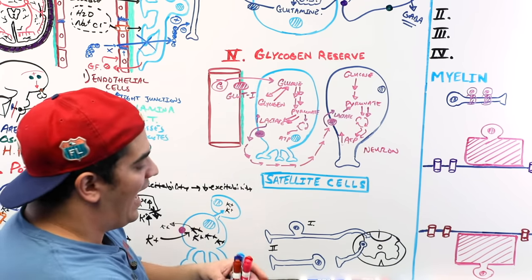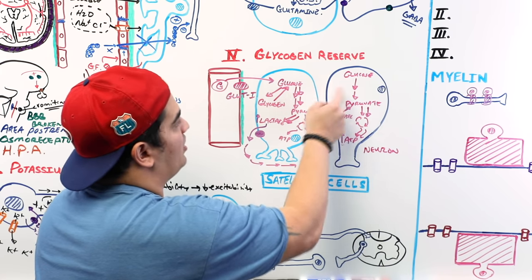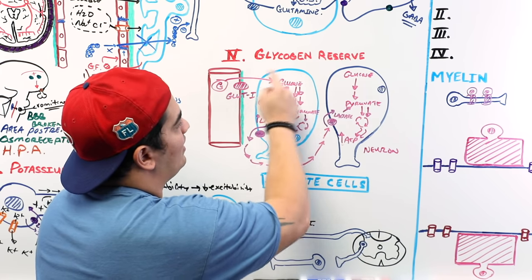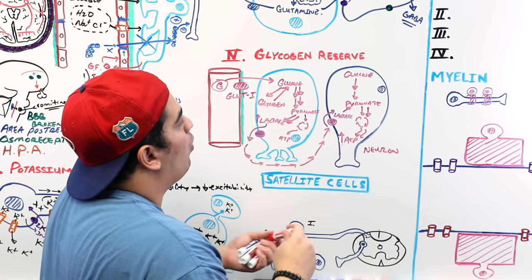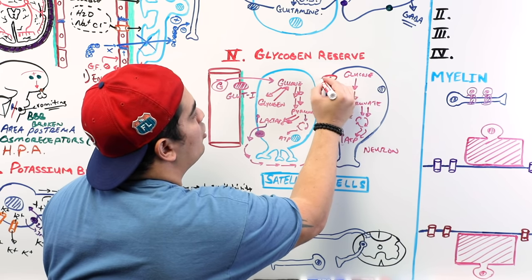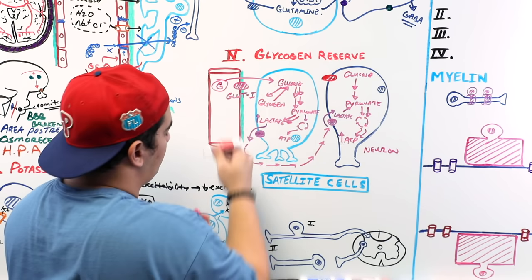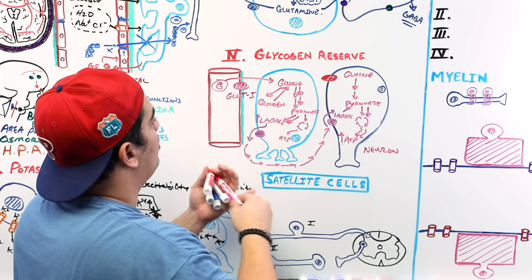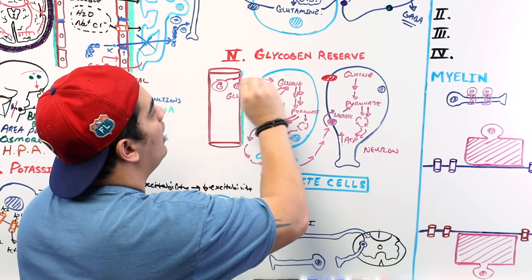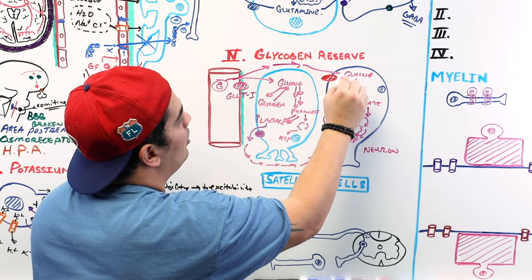The other important thing, just to add on, is glucose transporters, because I only talked about how glucose is getting into these astrocytes. It is important to realize that there are GLUT transporters present on these neurons. So in the same way, this glucose can also pass the blood-brain barrier and get into neurons.